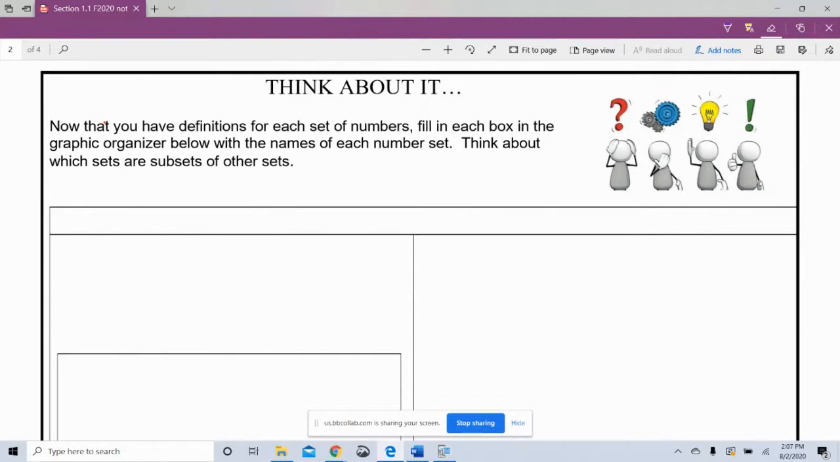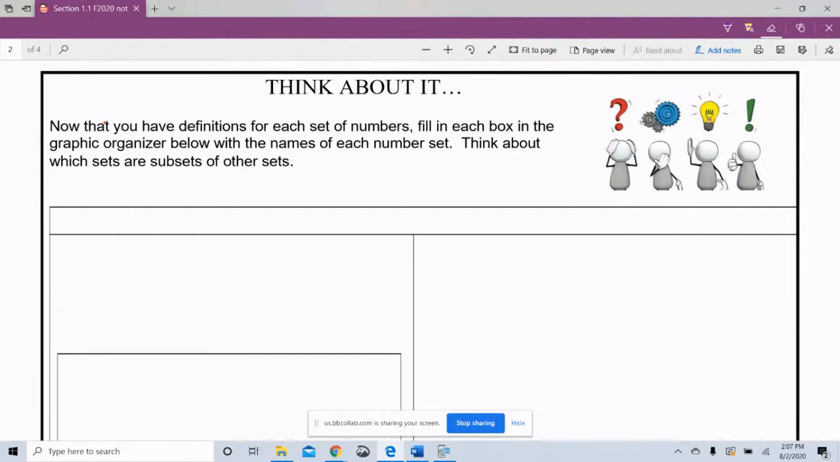And think about which sets are subsets of other sets. Okay, so now if I scroll up a little bit further, and normally had we been in a classroom, I would have had you talking about this in small groups with your fellow students, and you guys could come up with this on your own. We're not in that situation, unfortunately, so I'm just going to lead us through this.